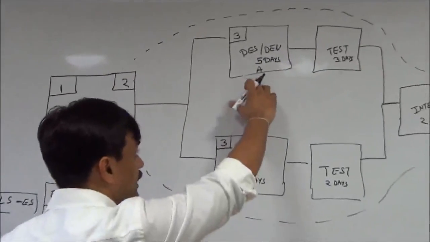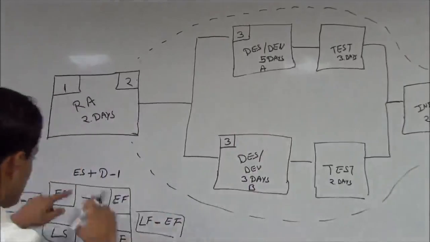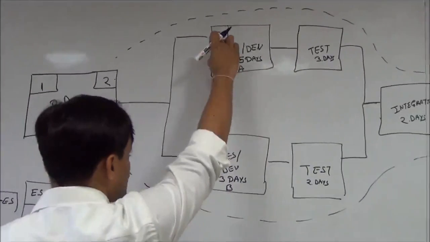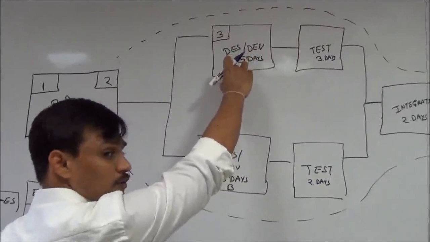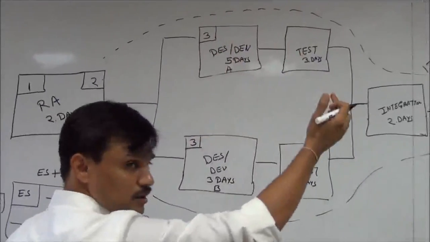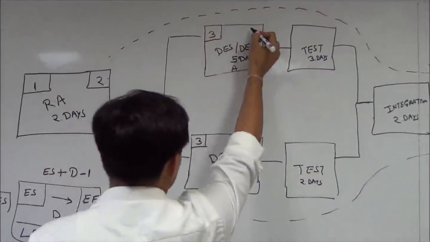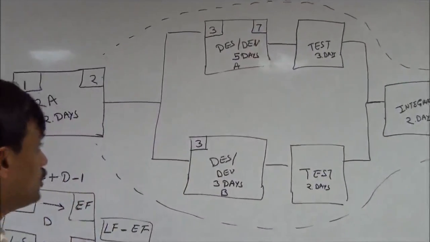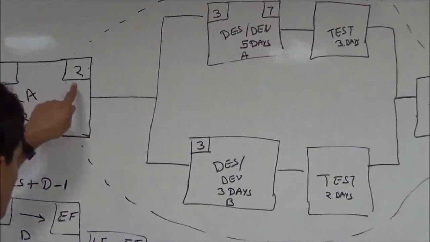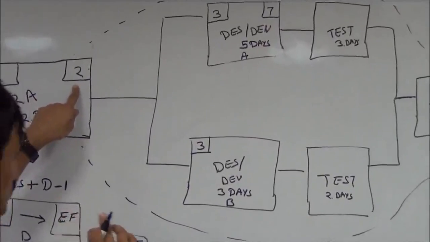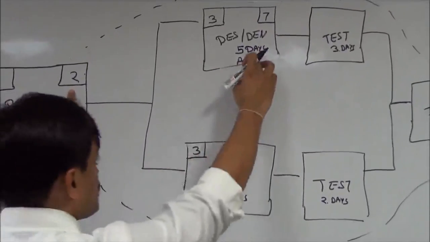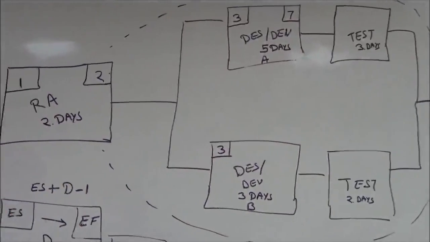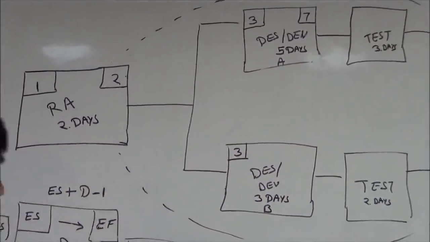Now we need to identify early finish, which is again simple. Early start plus duration minus 1. 3 plus 5, 8, minus 1, 7. If you find this minus 1 plus 1 tricky, you can simply say the early finish date of the previous activity plus duration also gives you 7. But it's better to keep the simple rule, and this formula is simple enough.